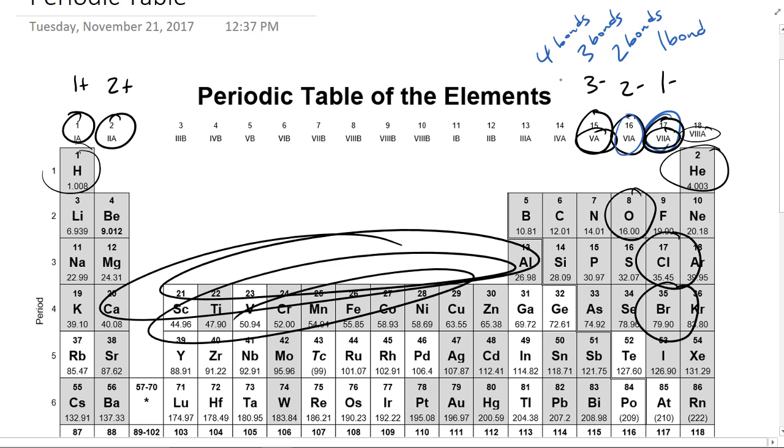Okay, now again, this is a normal number. This is not the always number. We're going to find out real soon that whatever we talk about as a normal number is going to get thrown out the window. But again, if there's a preferential number of bonds, these would be the preferential number of bonds that they make.